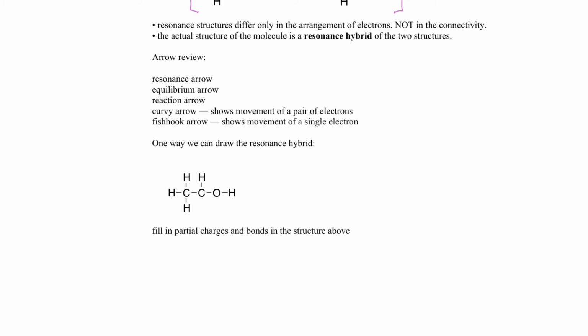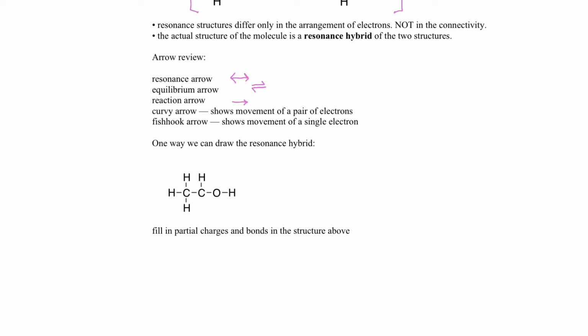We've already seen a few different types of arrows so far, and I just want to do a review on the kinds of arrows that we can see here in OChem. The first being resonance arrows, right? These are double-headed arrows, and these are not equilibrium arrows. Equilibrium arrows look like these, right? You have two arrows, one pointing to the left, one pointing to the right. That's an equilibrium arrow.